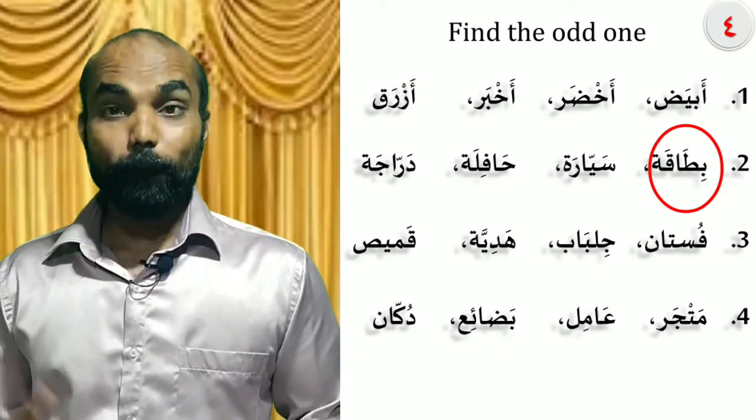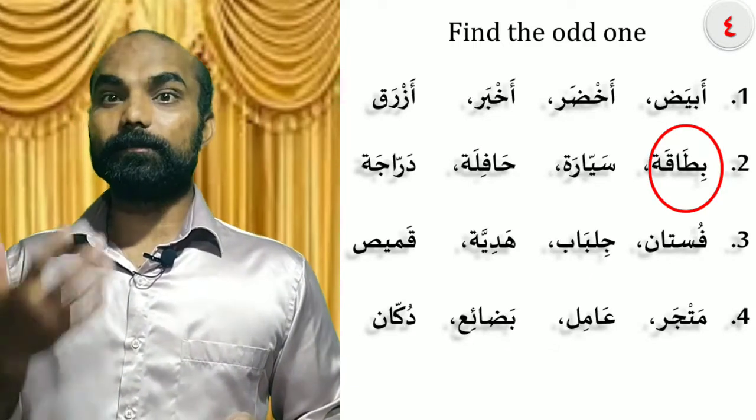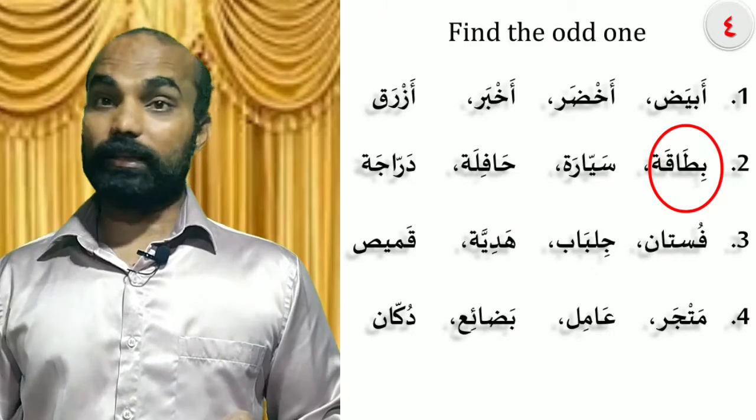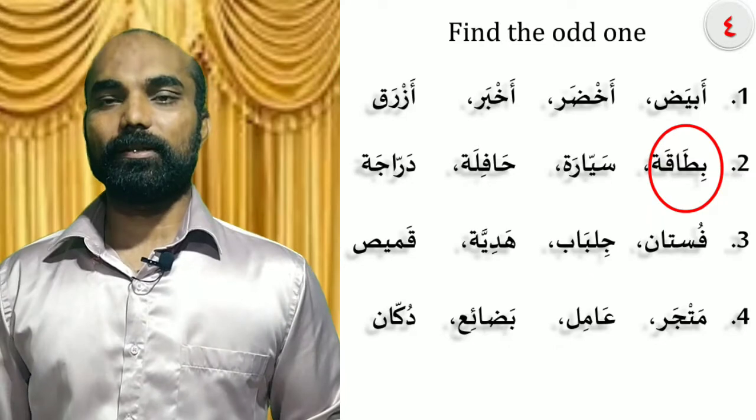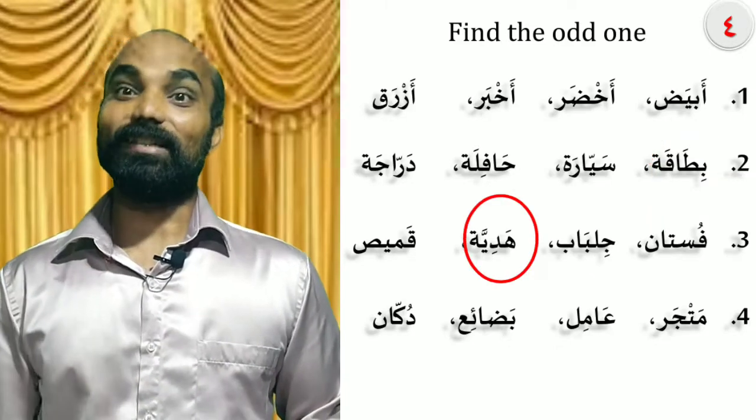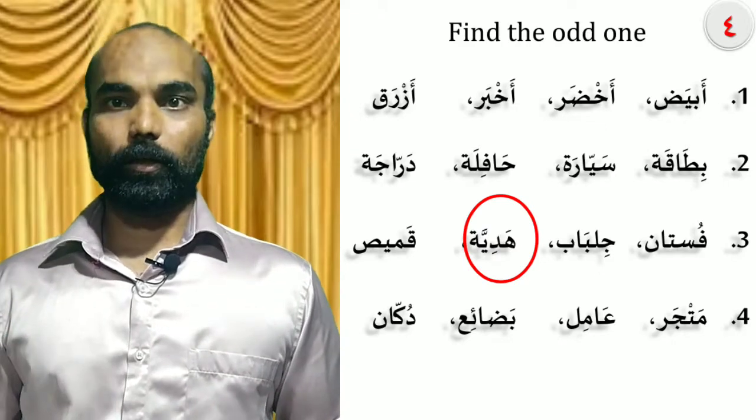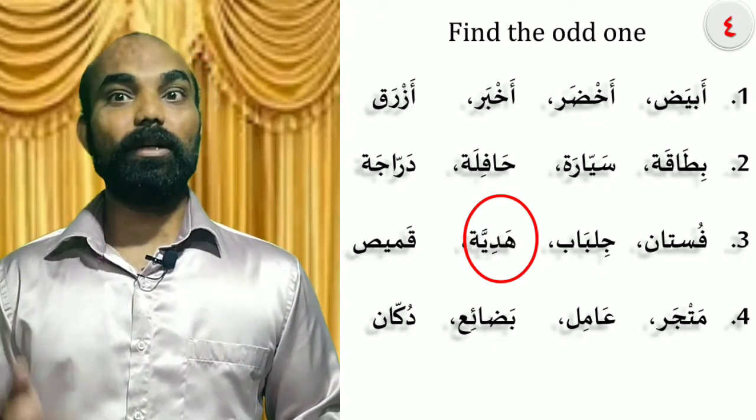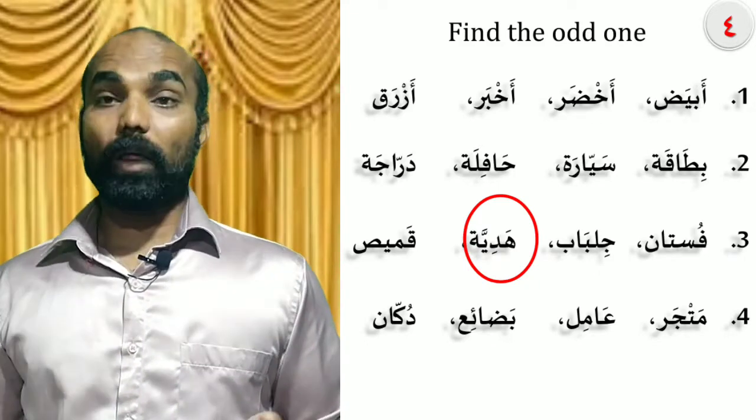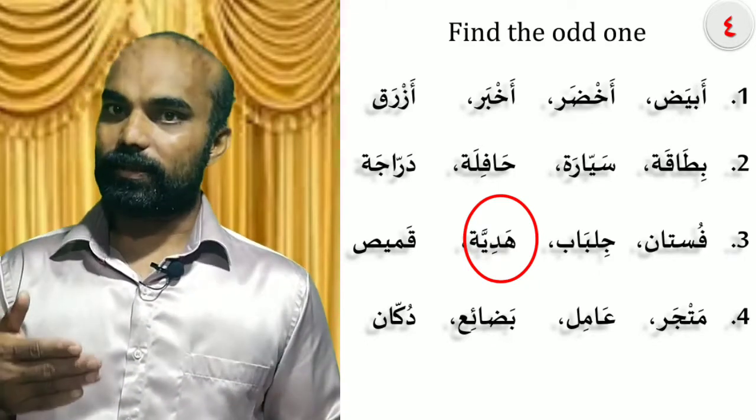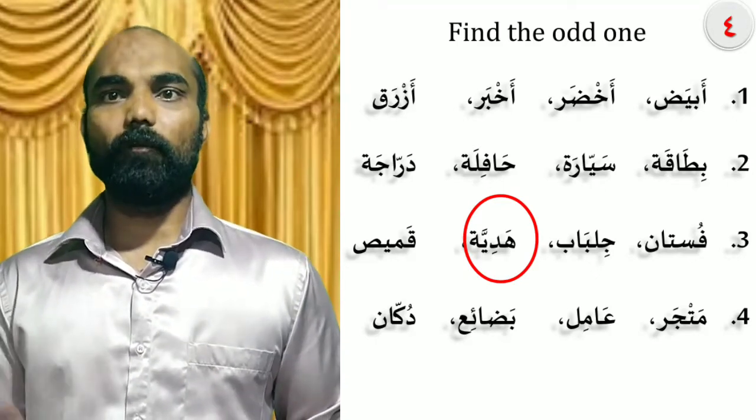Third one. Fustan, maxi. Jilbab, parda. Hadiyat, gift. Qamis, dress. You found hadiyat. Okay, all are clothes, hadiyat is not a cloth. It can be cloth, but actually it's not a cloth, hadiyat. And all the others are male words, hadiyat is a female word. Then also it can be the odd one.